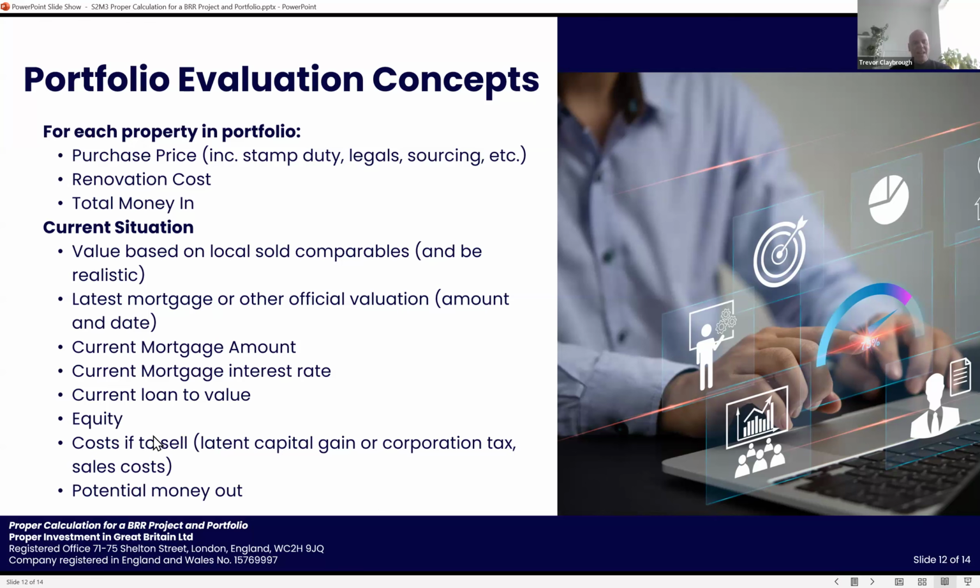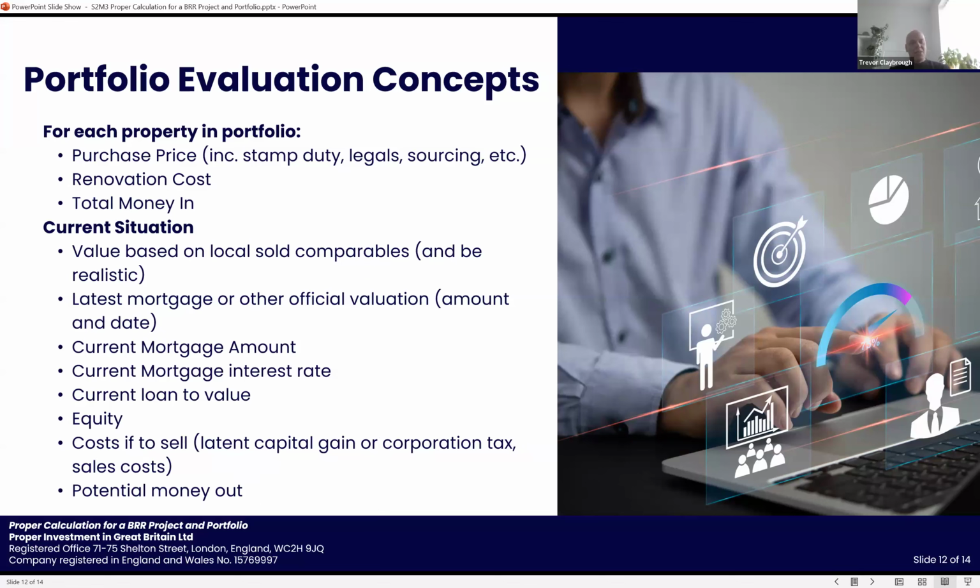Then we've got what is actually taken into account for the capital gains. Then we need to know at what price we purchased the property to understand how much capital gains we're going to pay, or if it's in a limited company, how much corporation tax we're going to pay. And then we're going to get the potential money out.